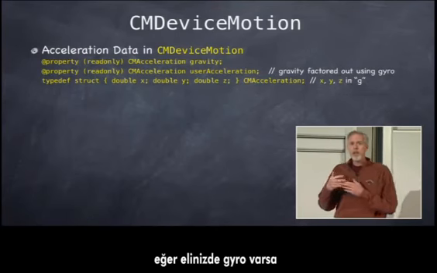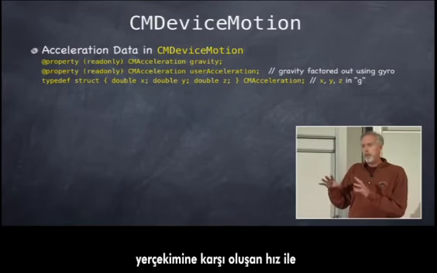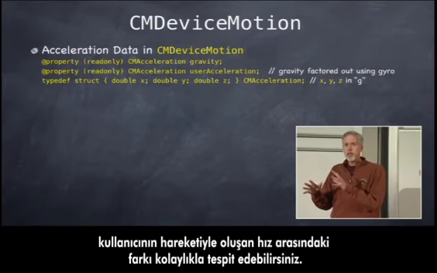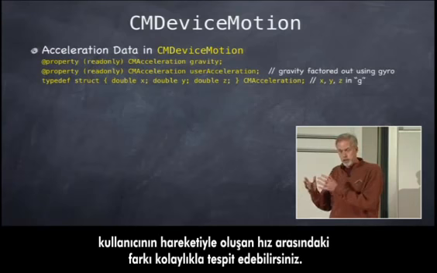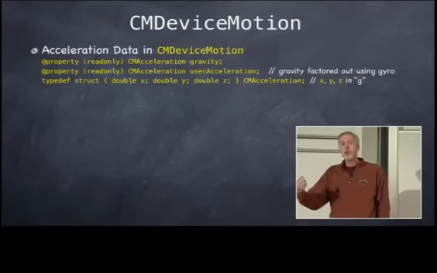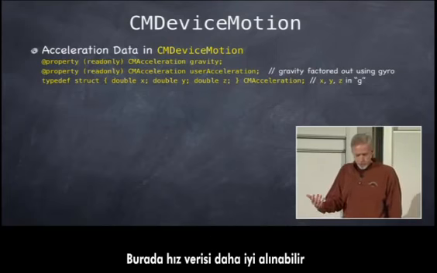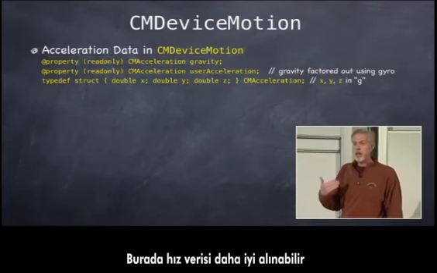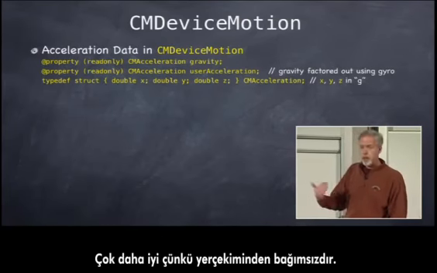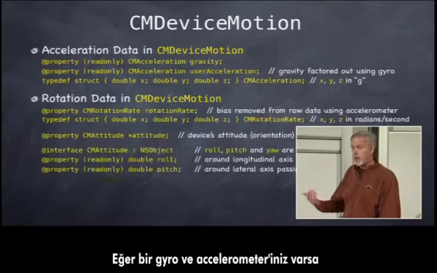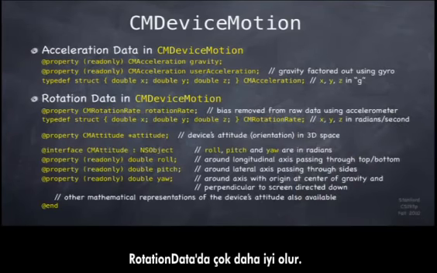Now you can understand if you have a gyro, you can much more easily detect the difference in the acceleration that's coming from gravity versus the acceleration from the user's movement, because you can really see the user's movement in the gyro. So you get a lot better acceleration data here, because it's separated from gravity if you have a gyro and the accelerometer. And then the rotation data is also better.